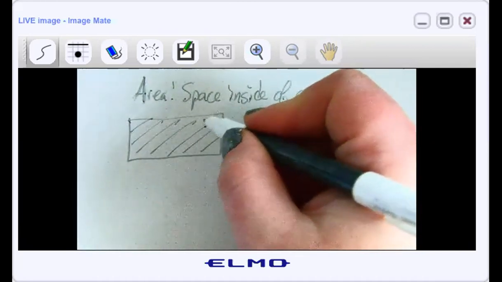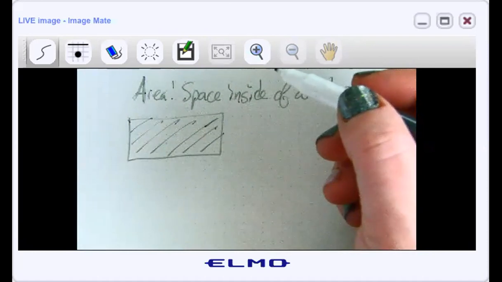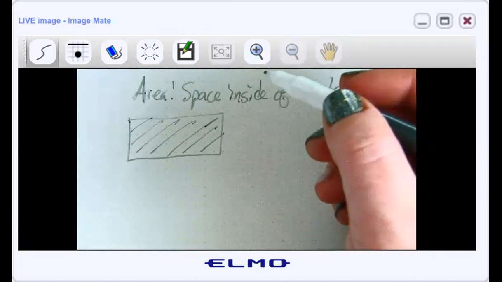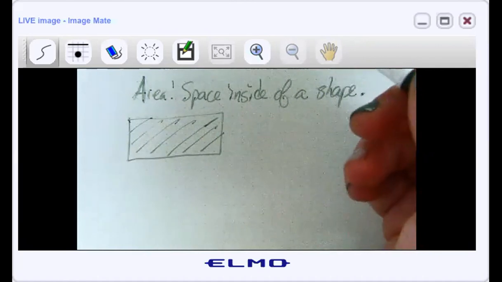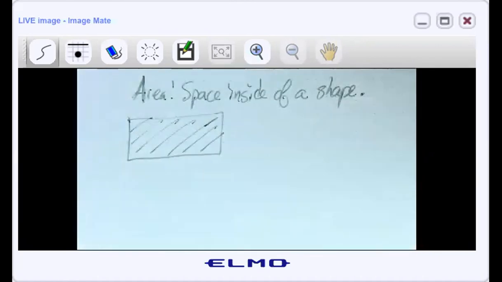So there's certain things that are going to be sold by area. Like when you buy a carpet, it's sold by the square foot. You don't walk into a carpet store and say, I want 10 feet of carpet. They're going to be like, what are you talking about? They need a region. How wide and how long?